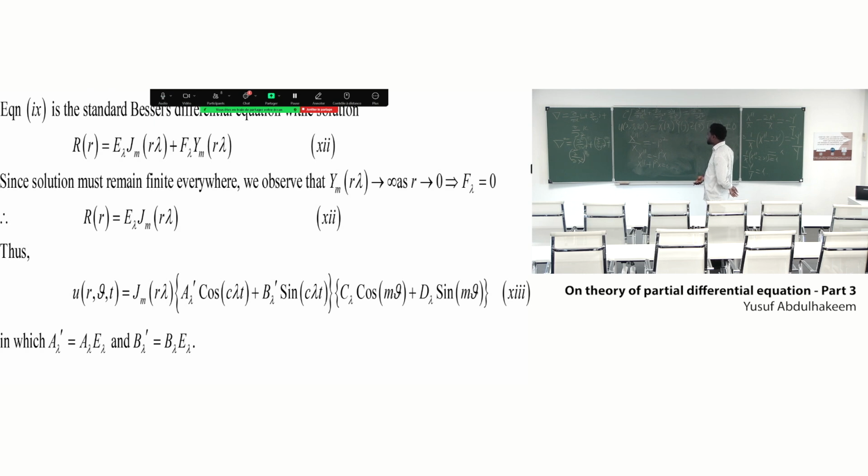That is, after solving, that is what we are going to obtain. Then, since the solution must remain finite everywhere, we observe that Y_m here tends to infinity as r tends to 0. And also, of course, f of lambda is equal to 0. Therefore, we have this equation. Thus, u of r, theta, t is now equal to the Bessel function of this. This is what we have here, in which this is given as this, and b prime lambda here is equal to what we have in here.